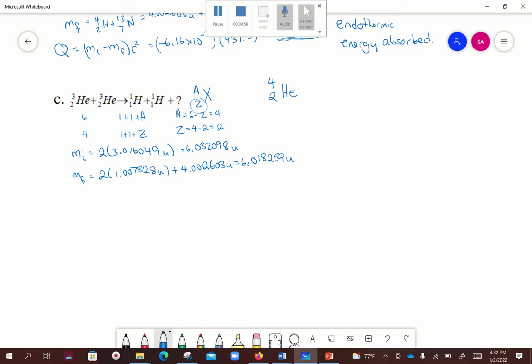All right, so if I look at that, what do I see? My initial mass is bigger than my final mass, so I expect that's going to be exothermic. So if I do delta m c squared, my delta m is 0.013839 U times 931.5 MeV per c squared. Again, remind you, c squareds cancel out when I do that, and I get 12.89 MeV, and that's positive, so it's exothermic.